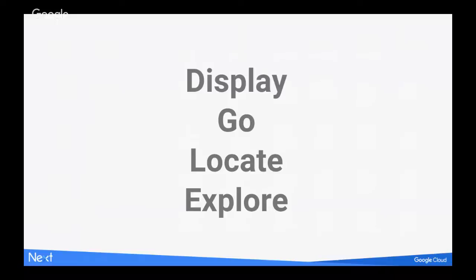Not just that, I am an Indian citizen. I want to see my Hindi soaps or Hindi serials. I don't want to see content in English or some other language. So they provided me the content based upon my location, since they knew my location using the geocoding API. That's all the power of Google Maps: display, go, locate, and explore.